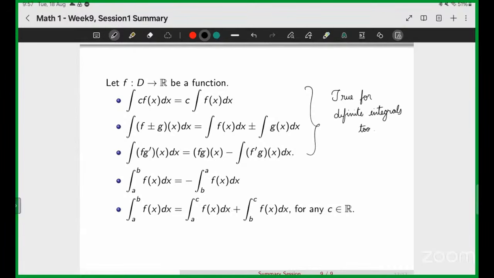So if I have a scalar multiple of a function, then its definite integral is the scalar multiple of the indefinite integral of the original function. Sums and differences are respected. And the third one is what is more popularly called the product rule. And you may not have seen it in this fashion.